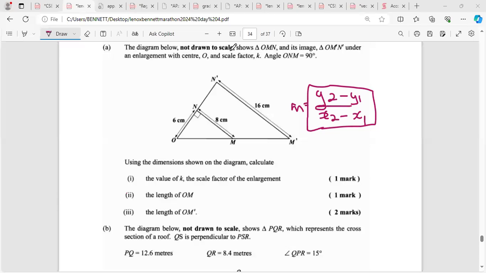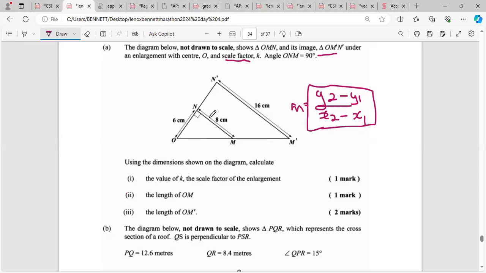So the diagram below, not drawn to scale, shows triangle OMN and its image OM'N'. Very important, guys, these are the original. Under an enlargement with center O and a scale factor K. We don't know what K is, and they said that angle ONM is 90 degrees, so they're basically telling us that it's a right angle triangle. Using the dimensions shown on the diagram, calculate the value of K, the scale factor of the enlargement.